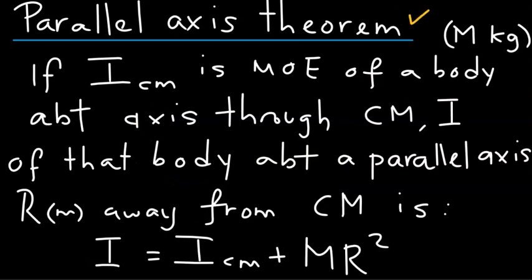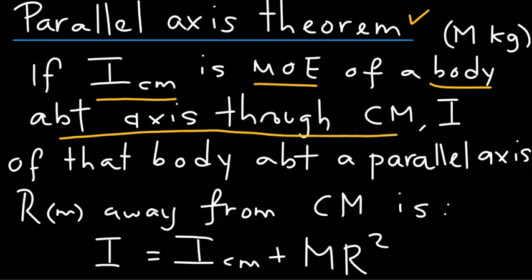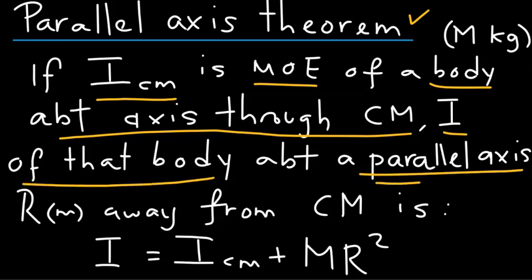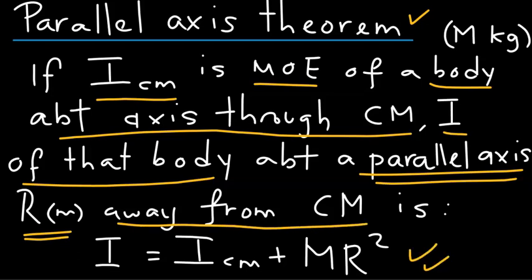Now, we have mentioned before that the position of an axis of rotation is important in determining the value of moment of inertia, and this theorem is associated with that observation. It states, if I_cm is the moment of inertia of a body about an axis through the center of mass, then the moment of inertia I of that same body about a parallel axis situated at distance r meters away from that center of mass axis is given by this expression.